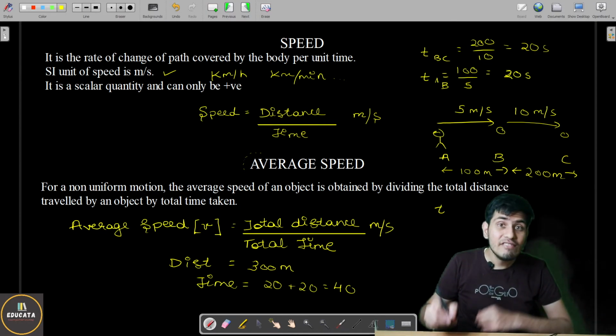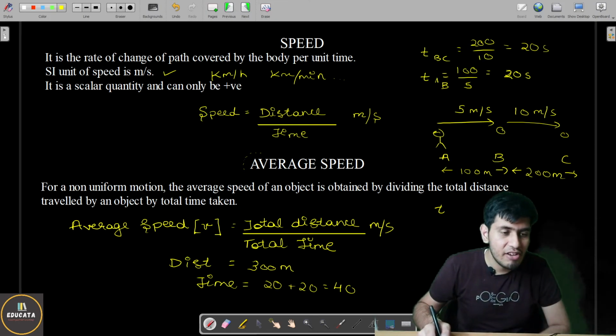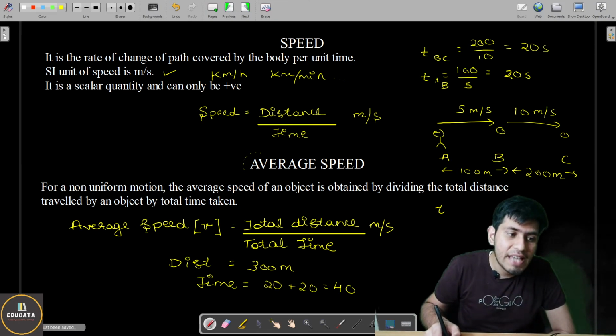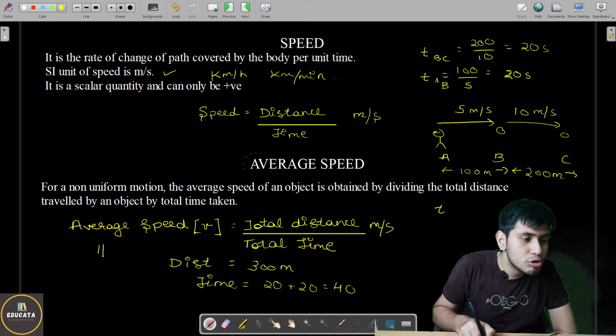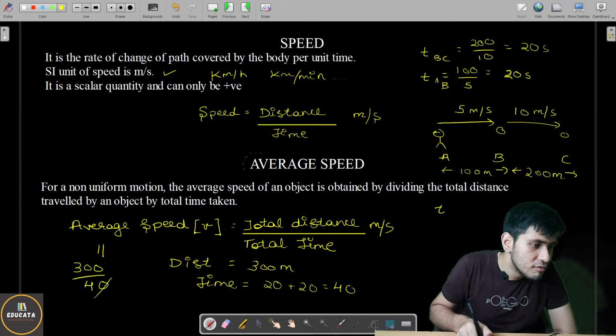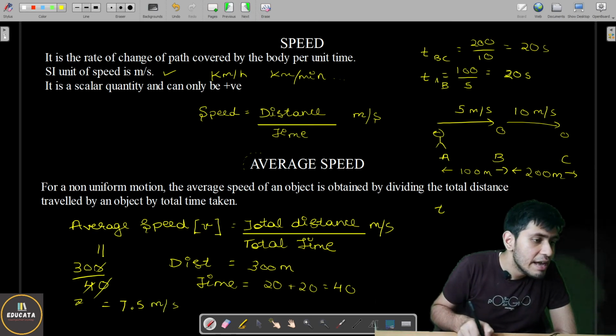Now, can we calculate the average speed of this person? Yes. How? The average speed is equal to distance by time, which is 300 by 40, and this comes out to be 15 by 2, which is equal to 7.5 meter per second. 7.5 meter per second is the average speed of the body.